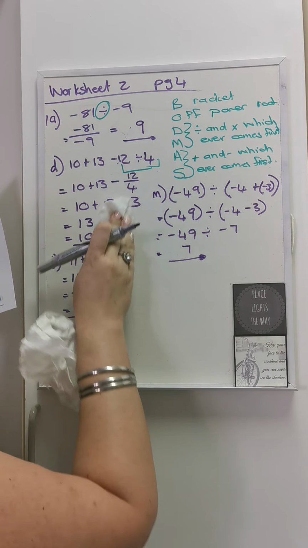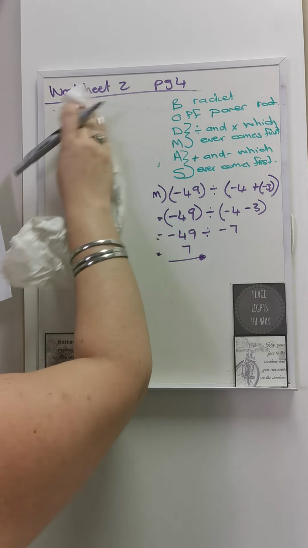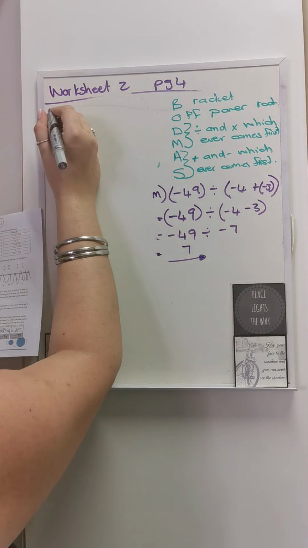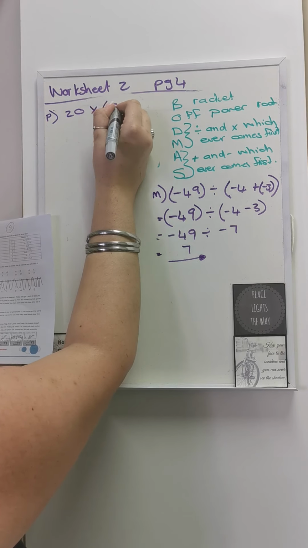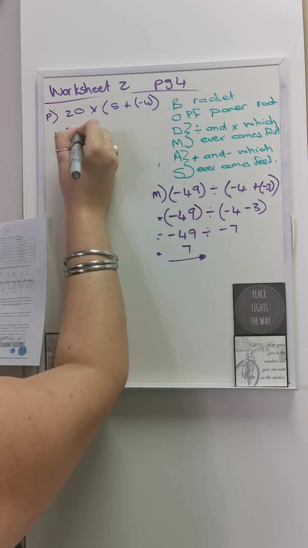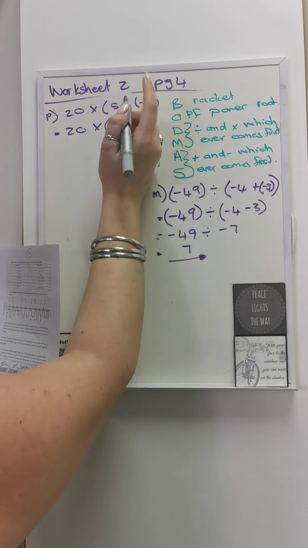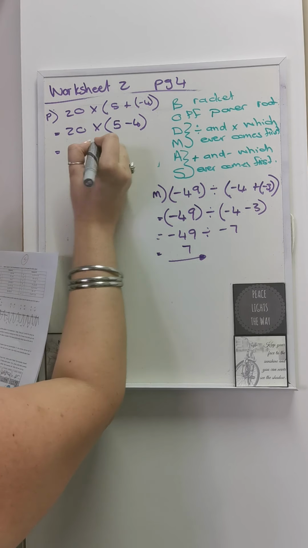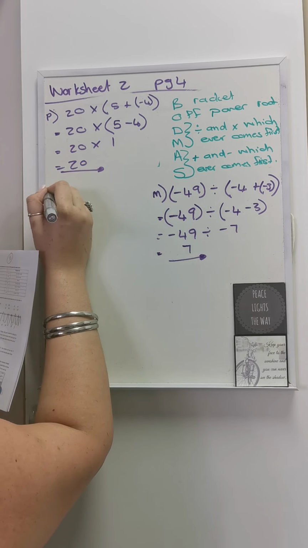Number P. Says 20 times 5 plus negative 4 gives me 20 times, and inside the bracket positive and a negative is a negative, so 5 minus 4 gives me 20 times 1, which gives me 20.